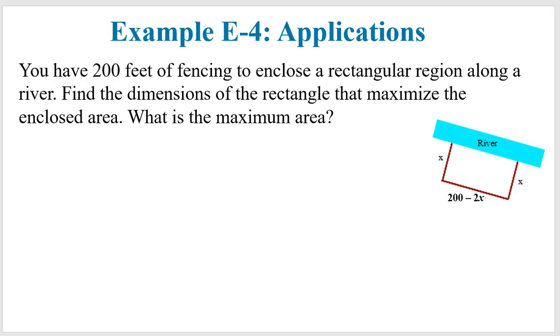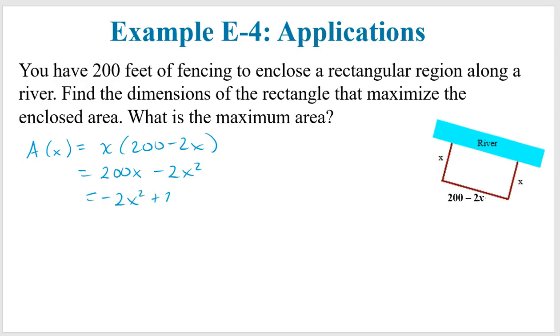This time our area function in terms of x is going to be x times (200 minus 2x). So that gives me 200x minus 2x squared, or negative 2x squared plus 200x if I put it in standard form. We will have to find the vertex.